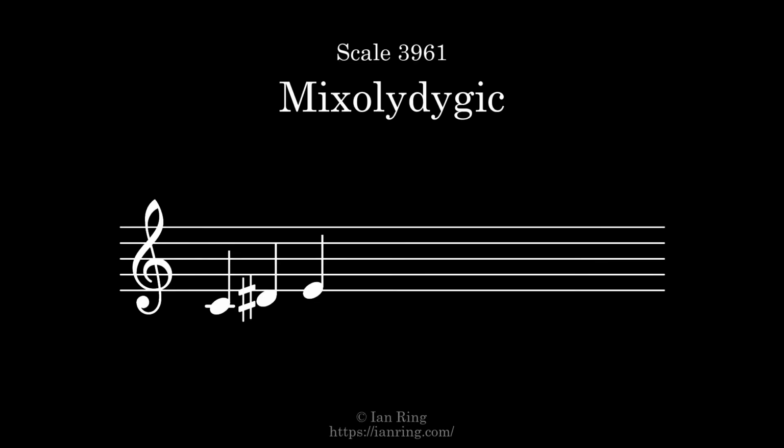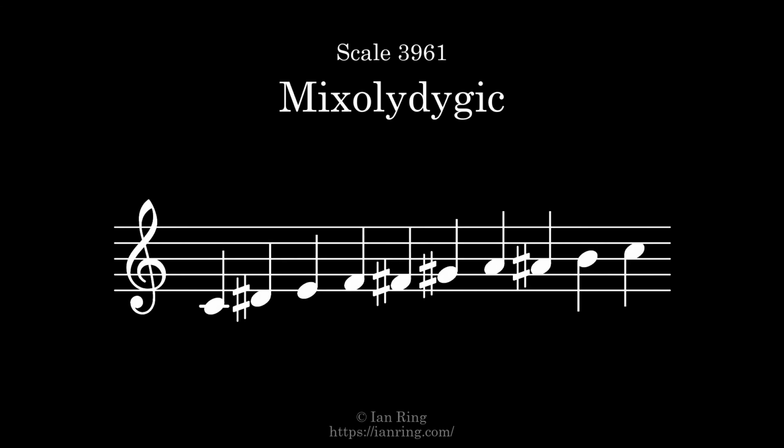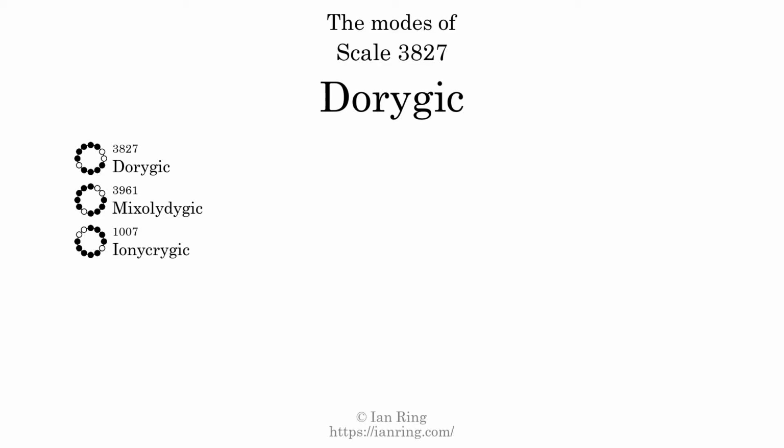This scale has 9 modes. The first mode is itself. The second mode is scale 3961, also known as mixolydigic. It sounds like this. The third mode is scale 1007, also known as ionicrigic. It sounds like this.